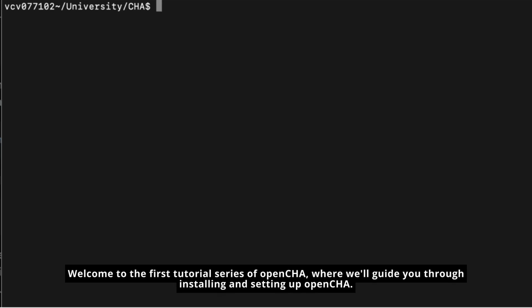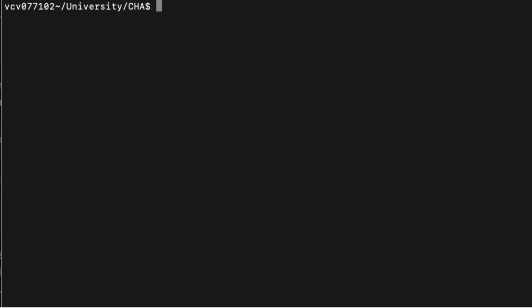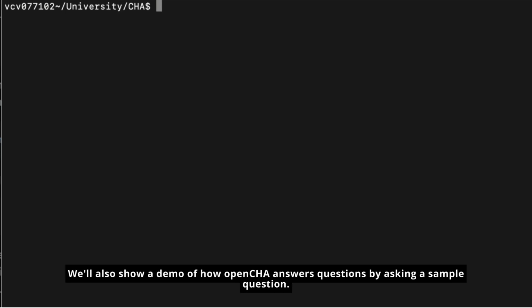Welcome to the first tutorial of our openCHA tutorial series, where we'll guide you through installing and setting up openCHA. We'll also show a demo of how openCHA answers questions by asking a sample question. To ensure safe and stable use of openCHA, it's essential to have Python 3.10 or higher installed.